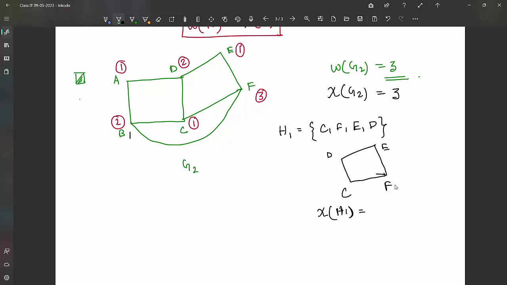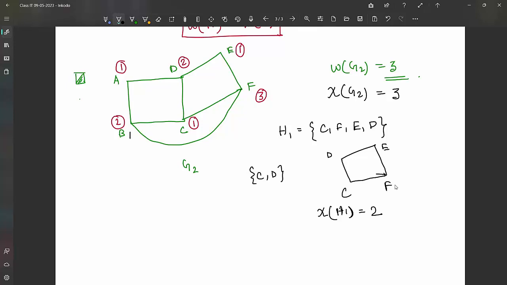This is a cycle, na? This is a cycle with an even number of vertices. So its chromatic number is always 2. And after that, what is the maximum clique present here? Because there is no triangle. So the maximum clique present here is 0. No, why 0? CD is a clique.